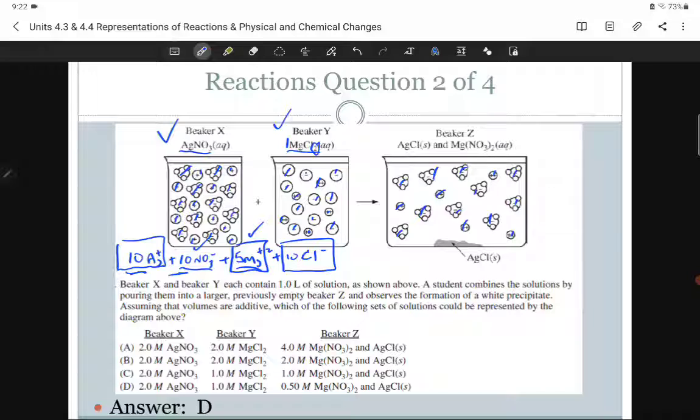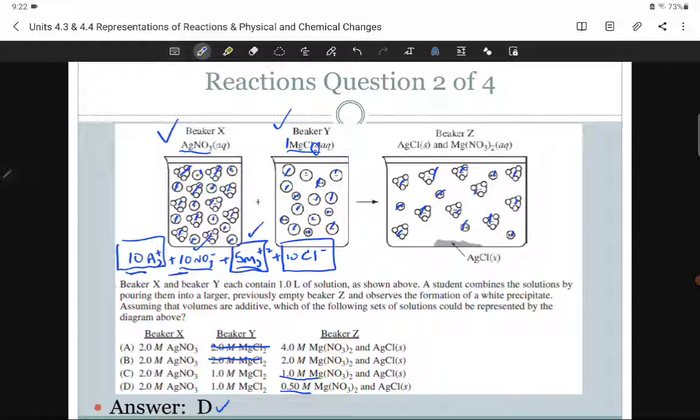Not 2 molar, sorry. It looks like it's half of 10, so it's going to be half of 2 molar, which is 1 molar. So that puts us down to answer C and D. Now, of course, we already know the answer is D, but let's try to figure out why we like 0.5 molar instead of 1 molar for the products.